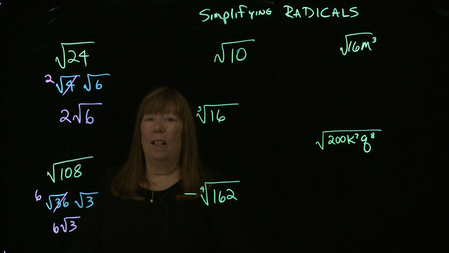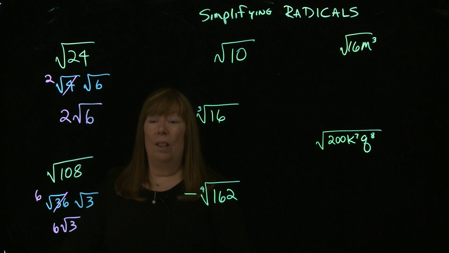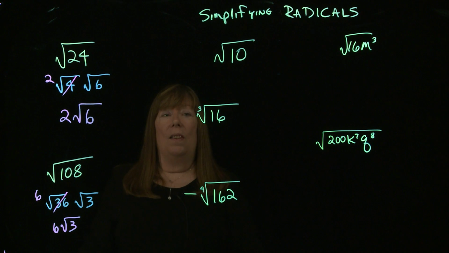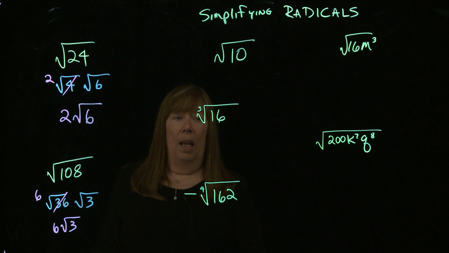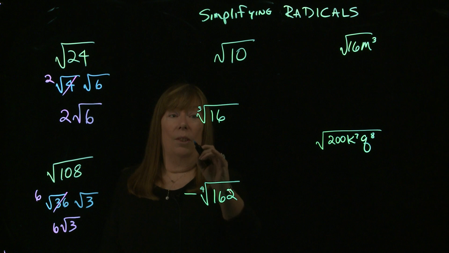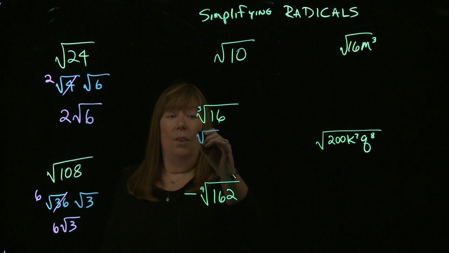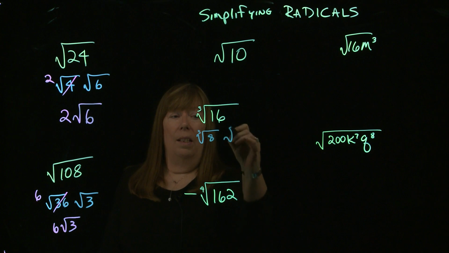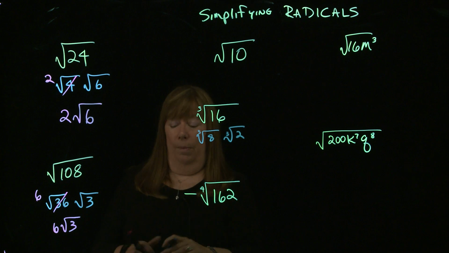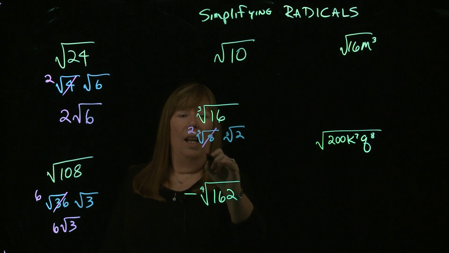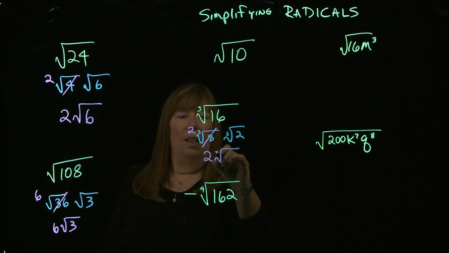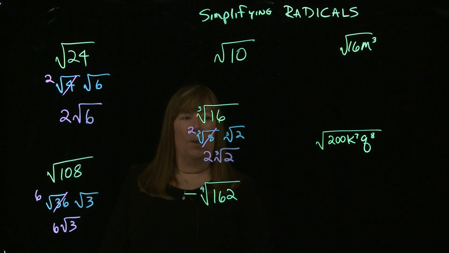You must be getting the hang of this because now we're moving to perfect cubes, and let's try this one. The cube root of 16. Well, 16 is not a perfect cube, but it has a perfect cube factor. That would be 8. So let's go cube root of 8 times cube root of 2. And why did we do that? Because the cube root of 8 is 2, and that gives us 2 times the cube root of 2. Good.